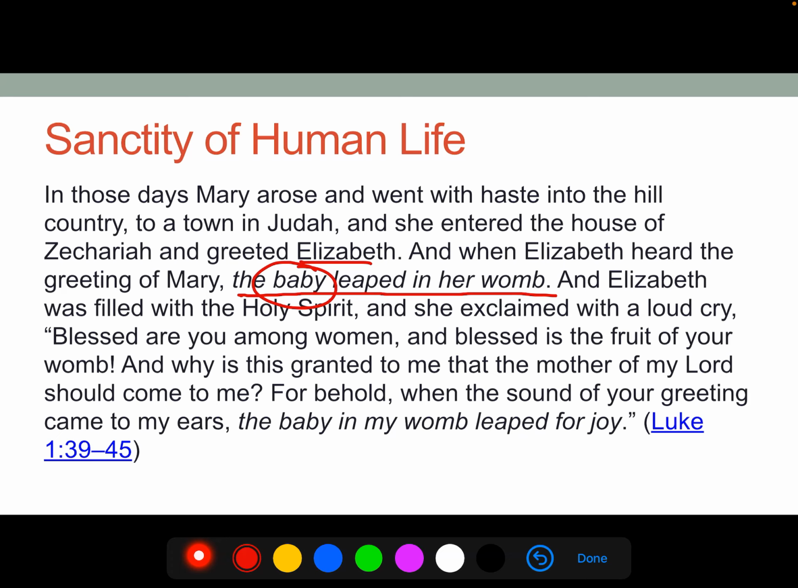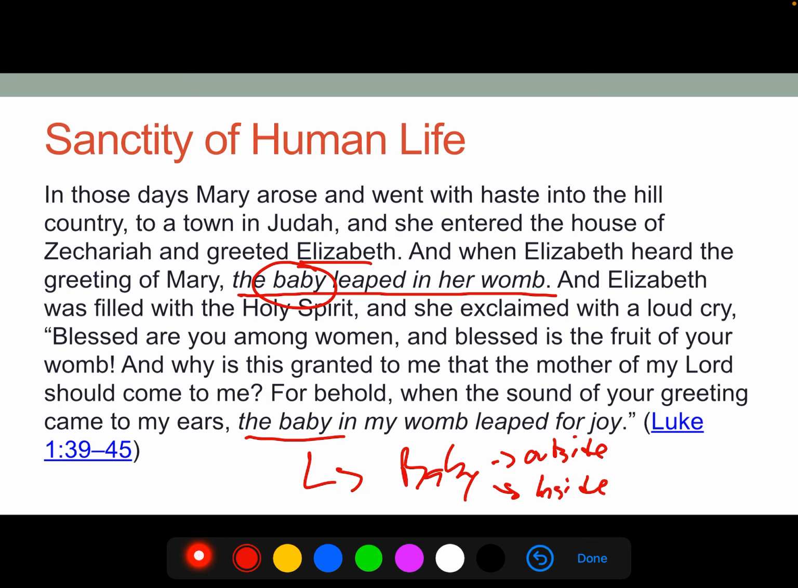"And Elizabeth was filled with the Holy Spirit, and she acclaimed aloud, blessed are you among women, blessed is the fruit of your womb. Why is this granted to me that the mother of my Lord should come to me? For behold, when the sound of your greeting came to my ears, the baby in my womb leaped for joy." That is the same word that's used for a baby outside the womb. It's the same Greek word. So a baby living outside the womb and a baby inside, according to Luke, is the exact same person. The baby is still a baby, whether it's inside the womb or outside the womb.